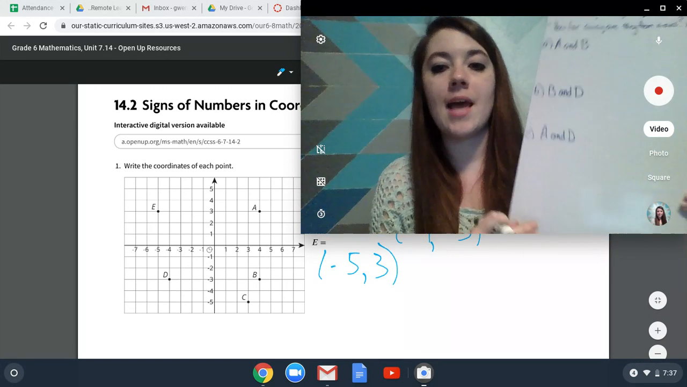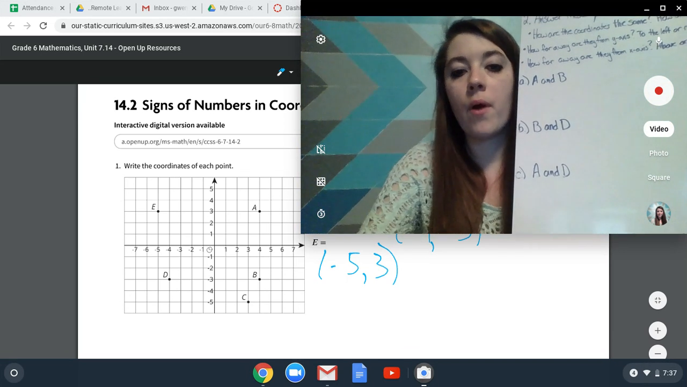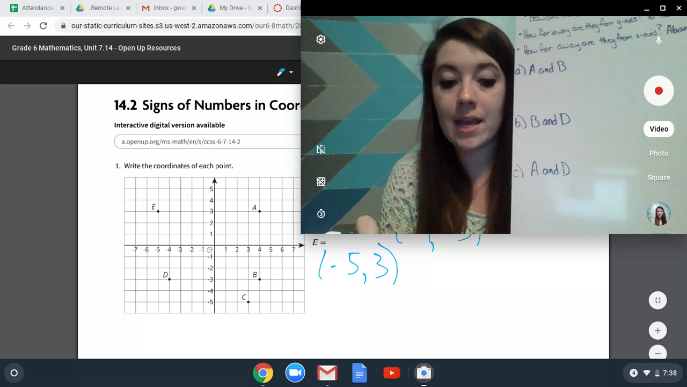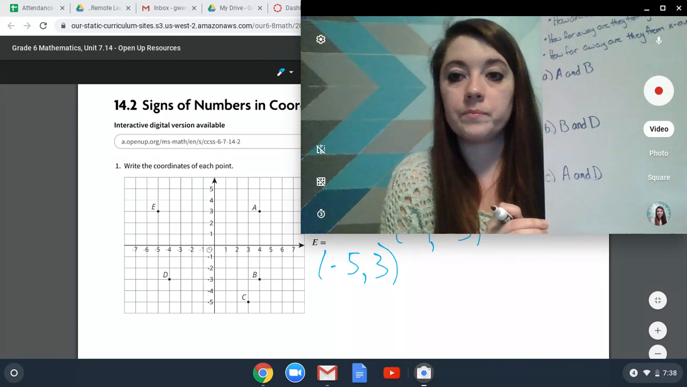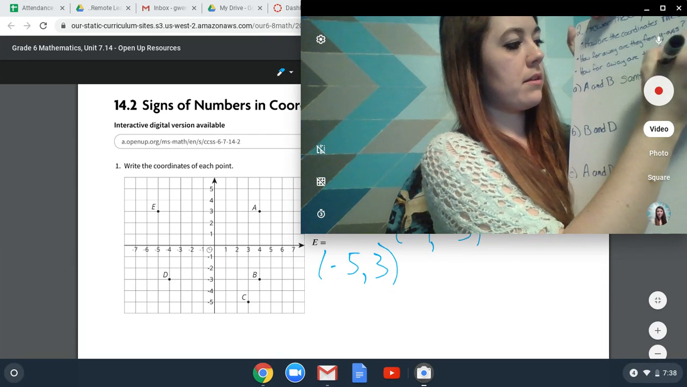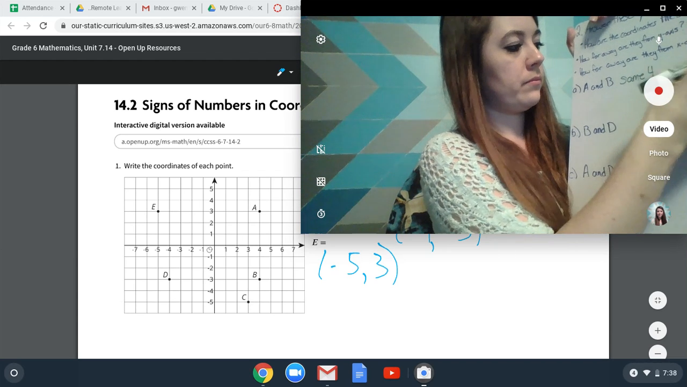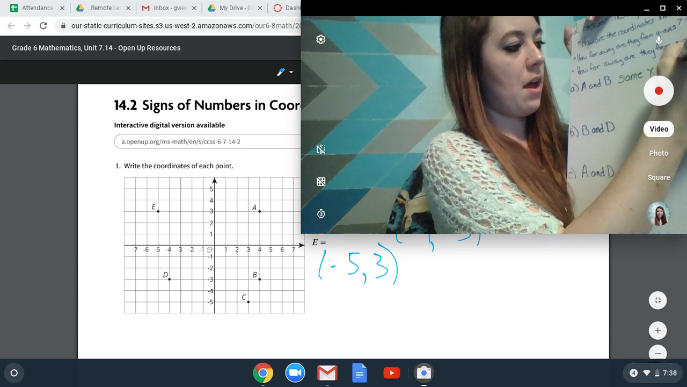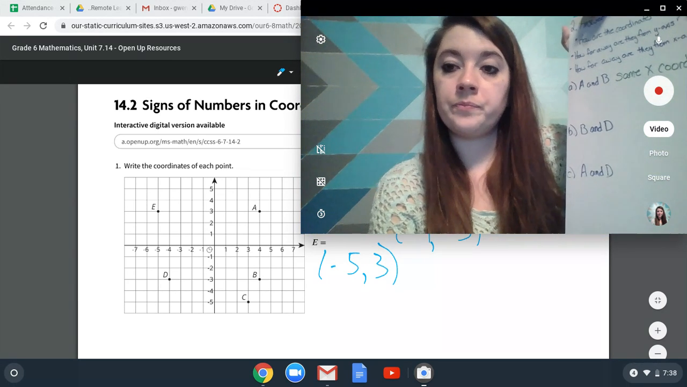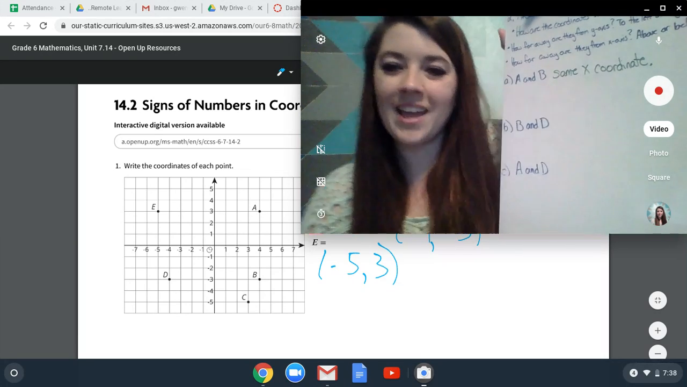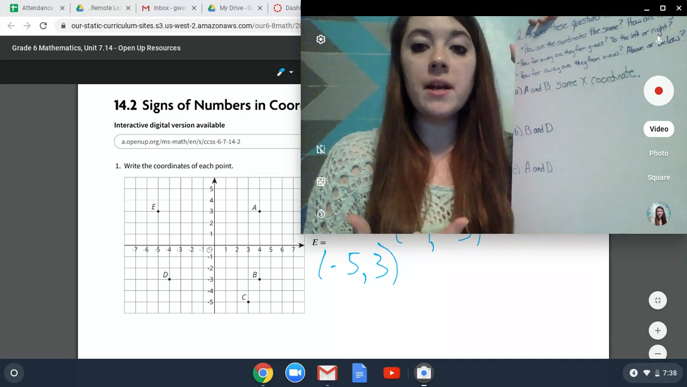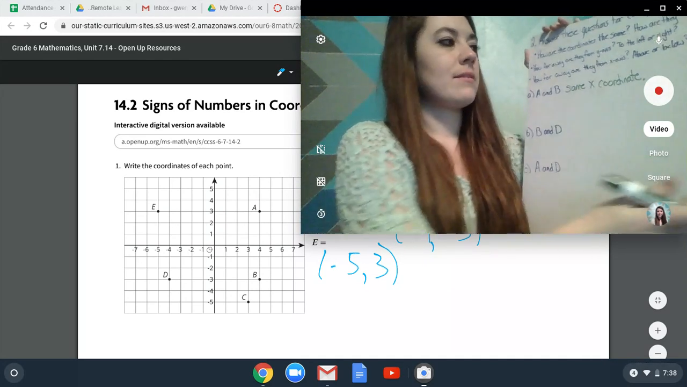So we're looking at points A and B. Point A, remember, is the coordinate (4, 3). Point B is the coordinate (4, -3). So what do they have in common? Same x coordinate. Excellent. So same x coordinate. What is different then? The y coordinate. Are they the same? Are they different numbers? Are they opposites? Yes, they're opposites.